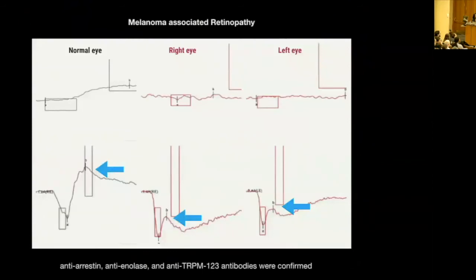If you look to the left, you can see what a normal eye will look like. The B wave has that very high amplitude indicated by the arrow. But in our patient's right and left eye, she had a severely attenuated B wave, which shows loss of bipolar cell function. Anti-retinal antibodies were also obtained and were positive in our patient, and she was diagnosed with melanoma-associated retinopathy.